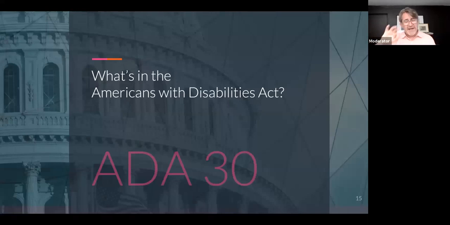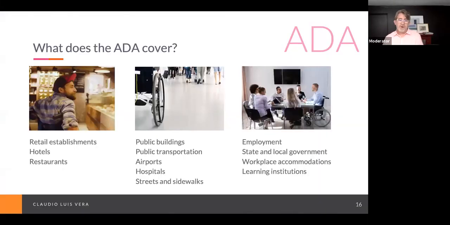So what's actually in the Americans with Disabilities Act? Well, there's a section of it that covers retail establishments, hotels, restaurants, anything that you would call a public accommodation. So any sort of public building or public transportation or an airport, a hospital, streets and sidewalks, all of that is covered under public accommodations. But there's also sections of the Americans with Disabilities Act that cover employment and say that you can't discriminate against somebody for a job on the basis of their disability. You also can't make the hiring process more difficult for somebody who has a disability. And there's also sections of it that lead to state and local government.